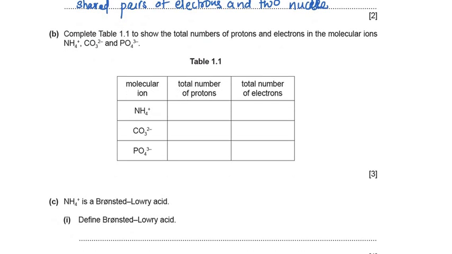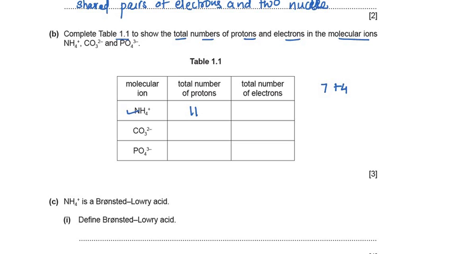B part of the question says complete table 1.1 to show the total number of protons and electrons in the molecular ion given here. The molecular ion, first one is NH4 plus. Now what are the total number of protons present in NH4 plus? So what I'll suggest is you can add it on the side, where nitrogen is having 7 protons and 1 proton from each hydrogen, that is total 4 protons from the hydrogen. So the total number of protons I would say are 11.